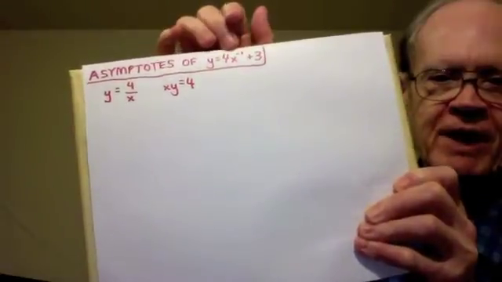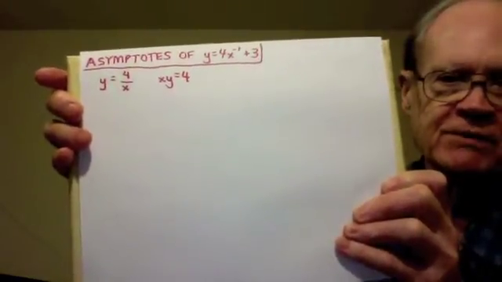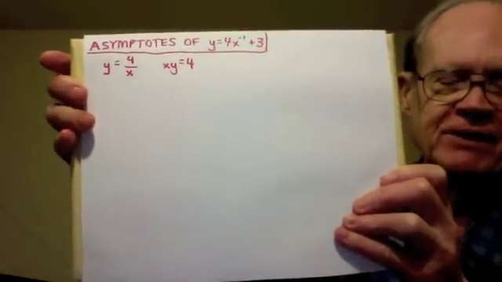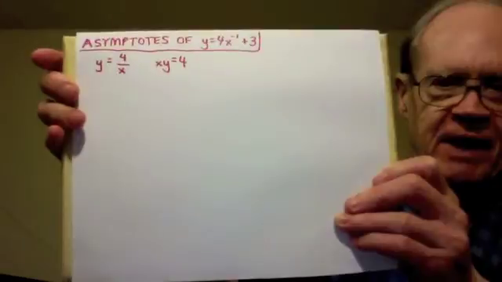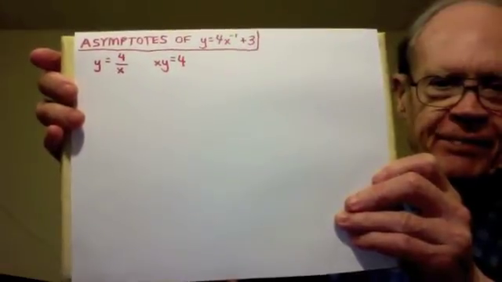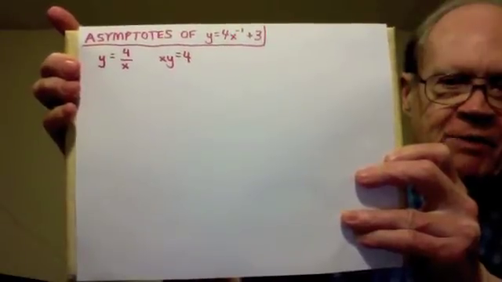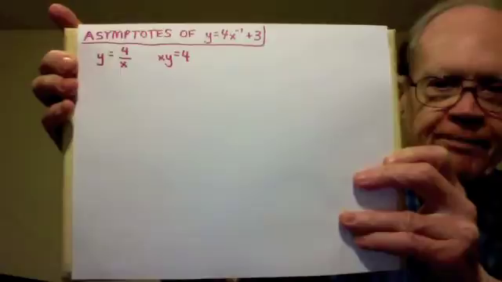This part of the equation, x to the negative first power, means 1 over x, and so we can write that as y equals 4 over x. At first, let us consider the equation without the plus 3 that's on the end, and then we will put the plus 3 on later. So we have y equals 4 over x. We can multiply both sides by x and get x times y equals 4.